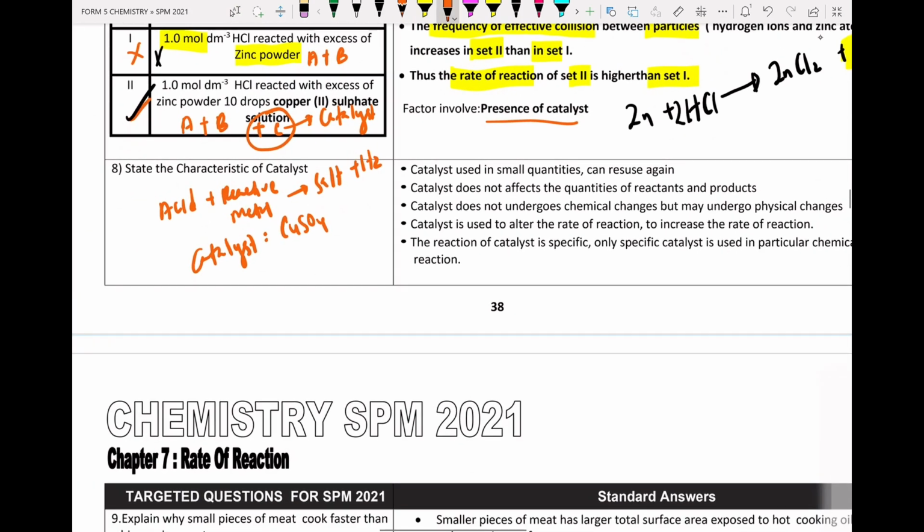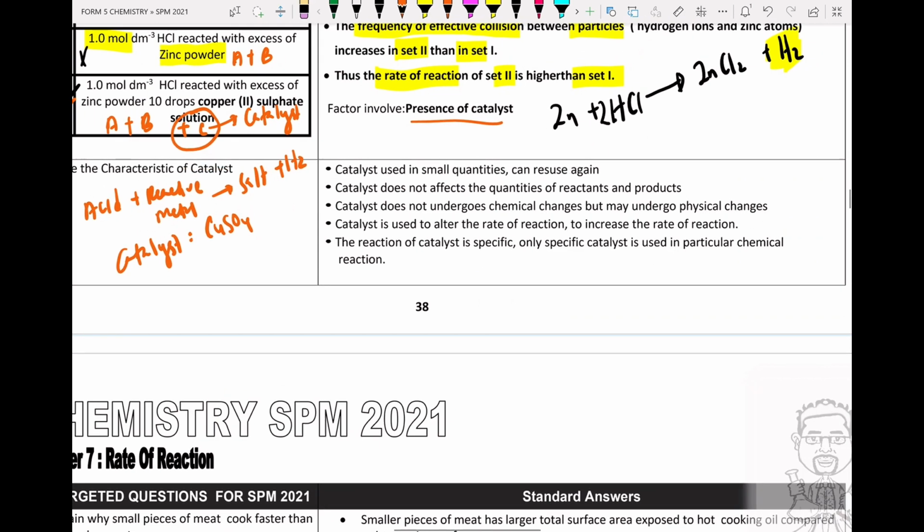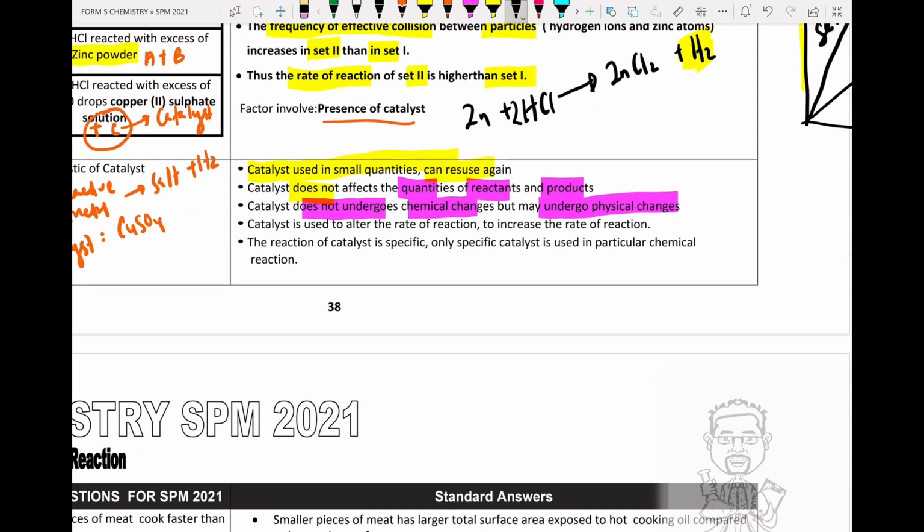State the characteristic of catalyst. The catalyst is a chemical substance used to alter the rate of reaction without itself being involved in the reaction. So catalyst used in small quantity can be reused again. Catalyst does not affect the quantity of reactant or product, does not undergo chemical changes, but may undergo physical changes. Before the experiment, maybe it's in granules, then after that it may change into powder form. That is known as physical changes.